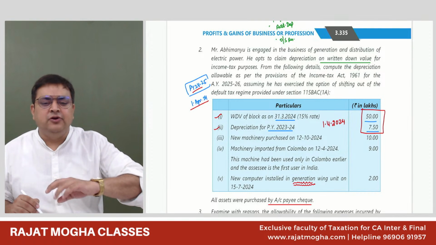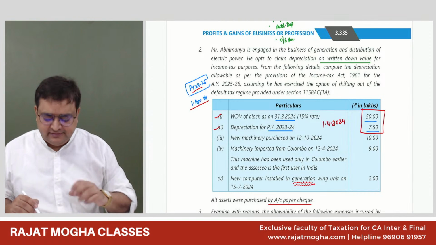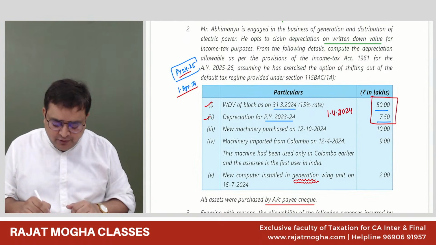Now we need to compute depreciation, and we understand there are two blocks. One is 15% and another is 40%. Everybody with me?